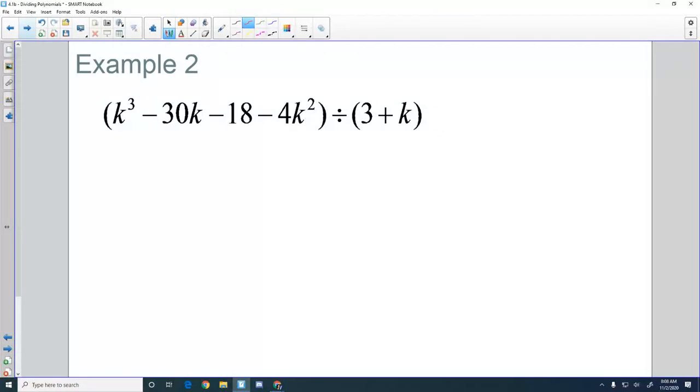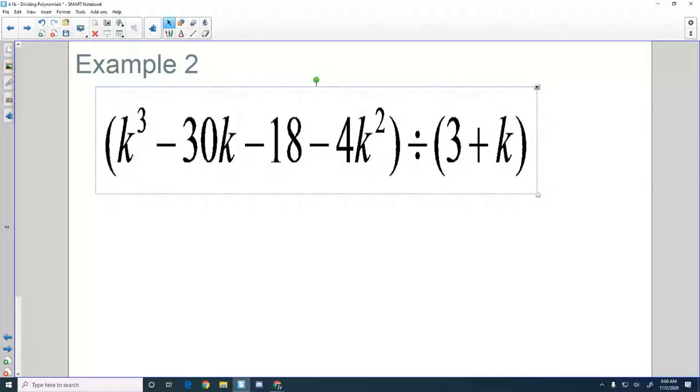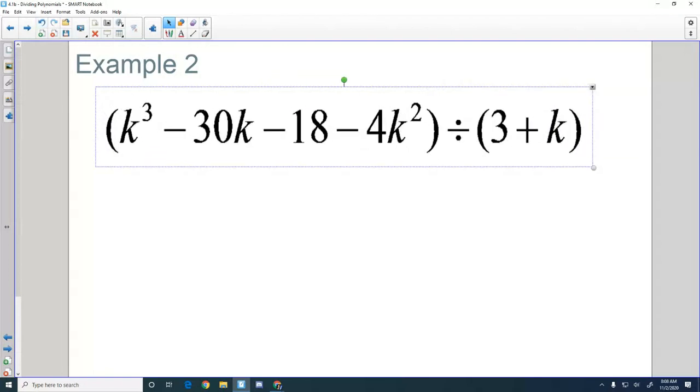Here you go, example 2. Okay, I'd like all of you to try long division with this one on your own right now. Take several minutes to do this. Set it up right. Look at that first example that I did with you and try to repeat that process. Try to figure it out for yourself.